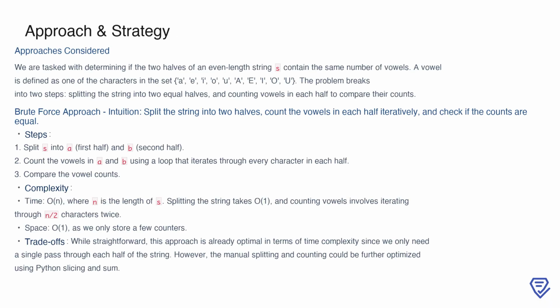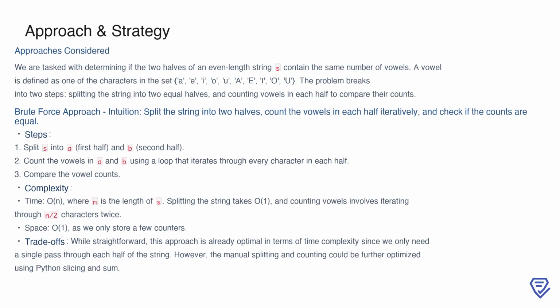To solve this problem, we need to determine whether the two halves of a given string contain the same number of vowels. The vowels are defined as a, e, i, o, u and their uppercase counterparts. Since the string is guaranteed to have an even length, we can break it down into two equal parts. The solution involves two main steps: first, splitting the string into two halves, and second, counting the vowels in each half to compare their totals.